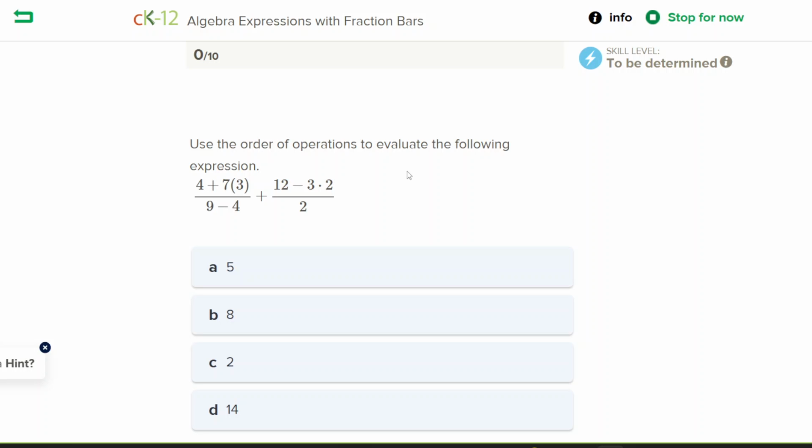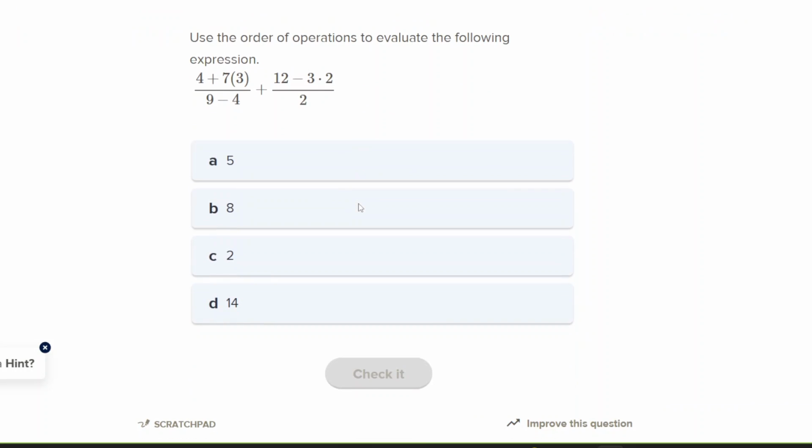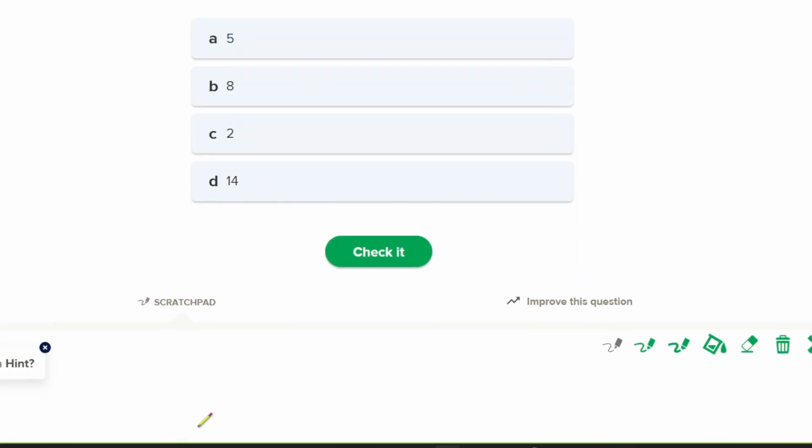Okay, so in this first example, we're asked to use the order of operations to evaluate the following expression. So we have two fractions, right? Two expressions with fraction bars. The first fraction above the bar is 4 plus 7 times 3. Below the bar is 9 minus 4. Then we have plus, and then a second fraction above the bar is 12 minus 3 times 2. Below the bar is 2. Now, I'll open up the scratch pad.